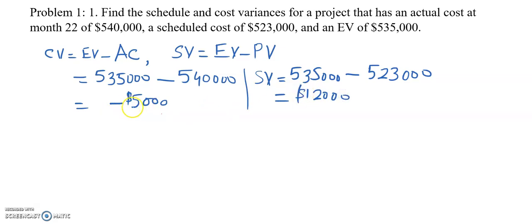Okay. So we have a cost variance of minus $5,000, which means that we are spending more than what we have actually performed, and the schedule variance is $12,000. It means that we have worked more than what was actually planned, because it is a positive value. A positive schedule variance means that we are ahead of schedule, and a negative cost variance means that we are over budget.